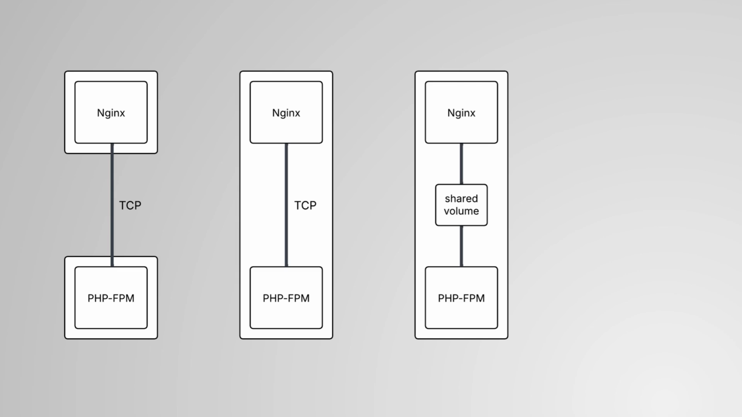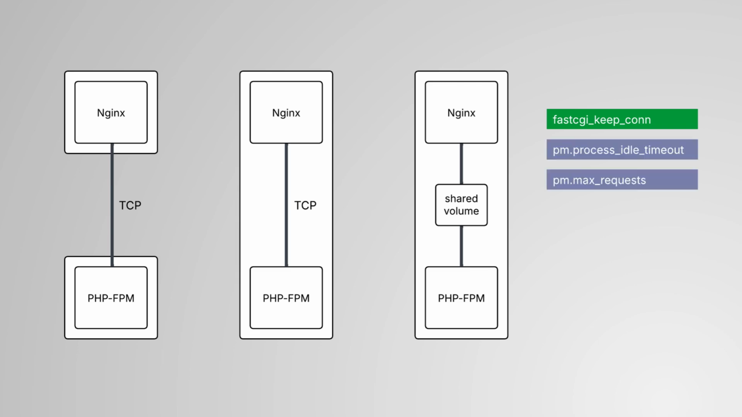Both TCP and sockets benefit from the Nginx directive fastcgi_keep_conn, which keeps the connection open between requests, so we wouldn't need the TCP handshake for every request. The PHP-FPM counterparts are pm.process_idle_timeout, which sets the time a worker can be idle before it's killed, and pm.max_requests, which caps how many requests a worker can serve before it's respawned.